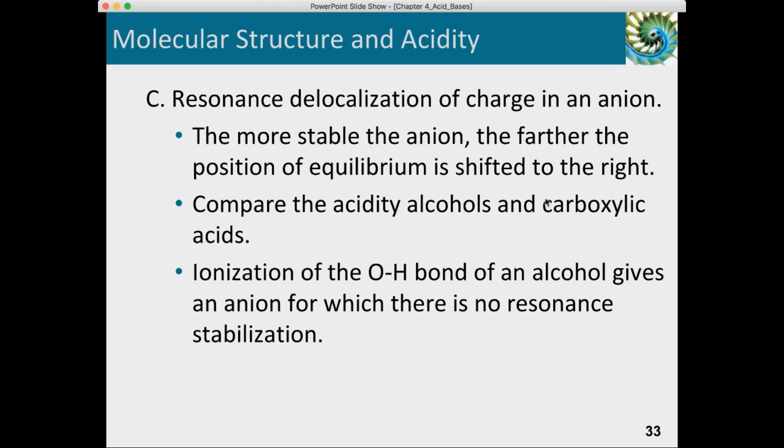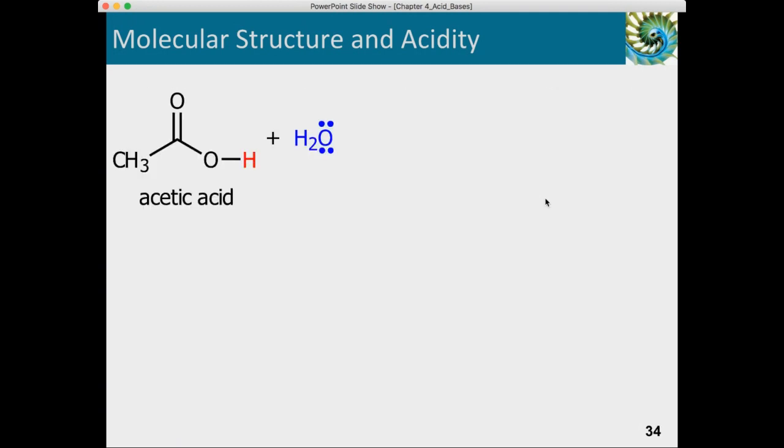So let me give you an example here. Acetic acid reacting with water. So once again, water can behave as a base because of the lone pairs on the oxygen. In acetic acid, which is acting as an acid, the most acidic proton is the one bonded to the oxygen, which is the most electronegative atom in the molecule.